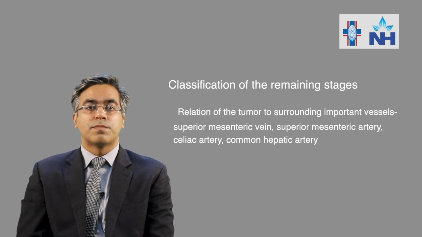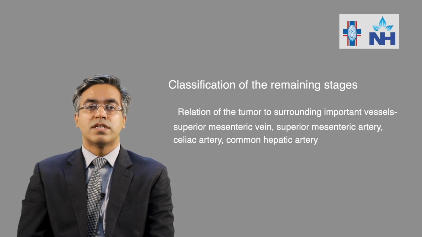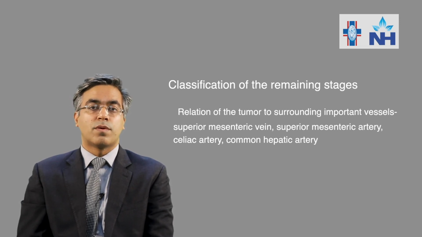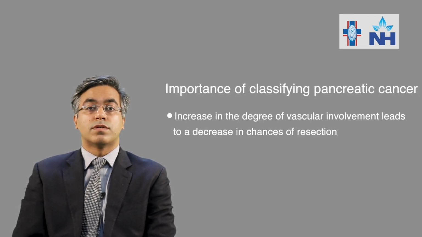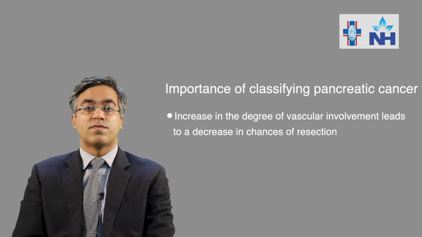When we talk about resectable, borderline resectable, and locally advanced unresectable pancreatic cancer, this classification is basically based on the relationship of the tumor to the surrounding important vascular structures like the superior mesenteric vein, superior mesenteric artery, celiac artery, and common hepatic artery. It is important to classify pancreatic cancers into resectable, borderline resectable, and locally advanced unresectable tumors, because as the degree of vascular involvement increases, the chances of resecting the tumor decrease.